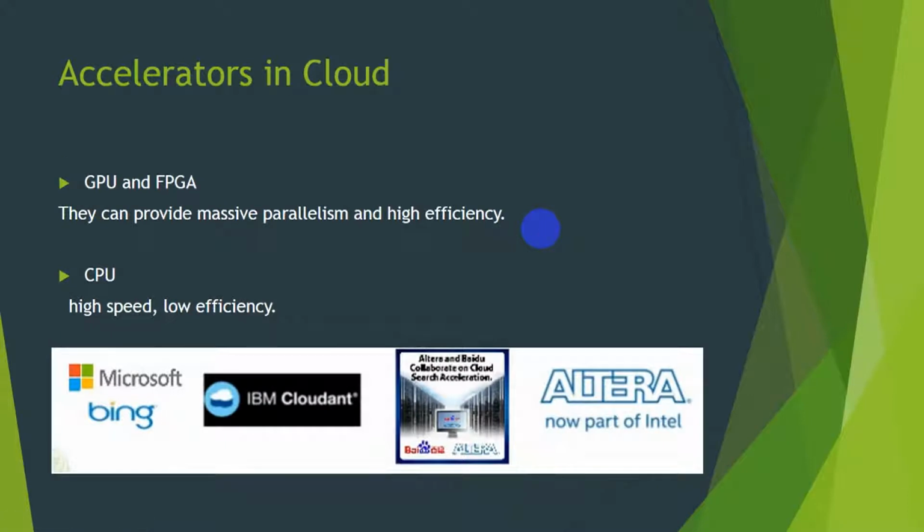Accelerators in a cloud. There are three types of accelerators in a cloud: GPU, FPGA, and CPU. GPU and FPGA provide massive parallelism and high efficiency. CPU used in a cloud provides high speed but low efficiency. There are many companies that support accelerators in the cloud, such as Microsoft, IBM, and Altera.